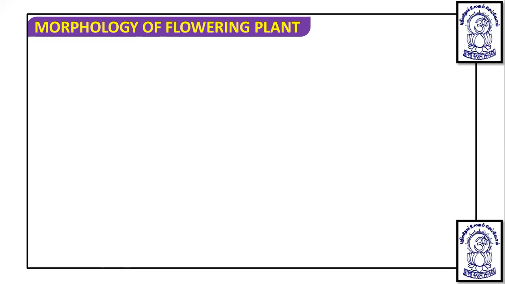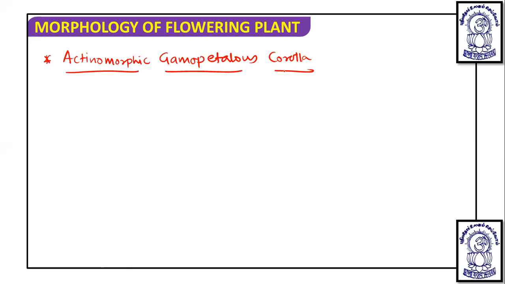So first we use a term or a heading for this, and that is actinomorphic gamopetalous corolla. In actinomorphic gamopetalous corolla, we will be studying the fused corolla showing radial symmetry. In this, we are going to study four types.